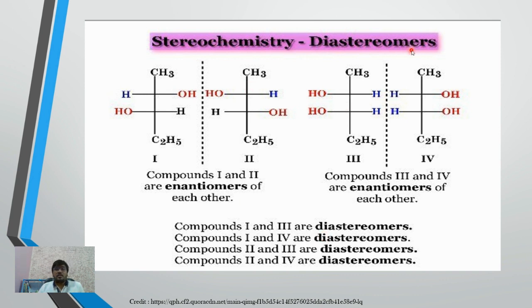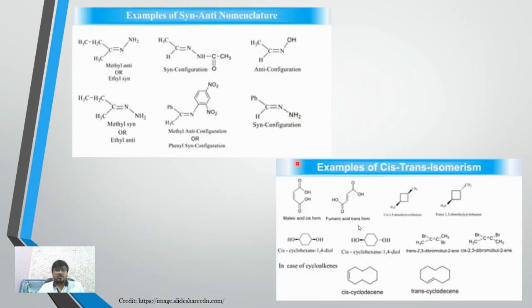Stereochemistry, diastereomerism and enantiomerism. Let us take this example. Here we can clearly see that the first one and second one are mirror images which are non-superimposable to each other, and the third one and fourth one are also mirror images to each other and non-superimposable to each other. So 1 and 2 are enantiomers, 3 and 4 are enantiomers, but 1 and 3 are not mirror images. That is why they are diastereomers, and similarly for second and fourth also.